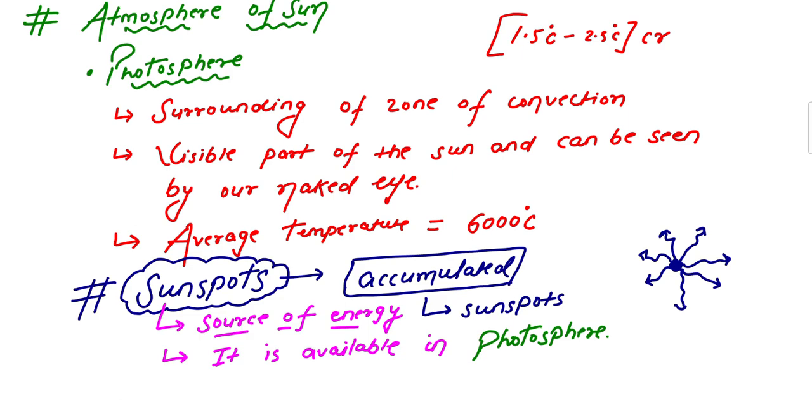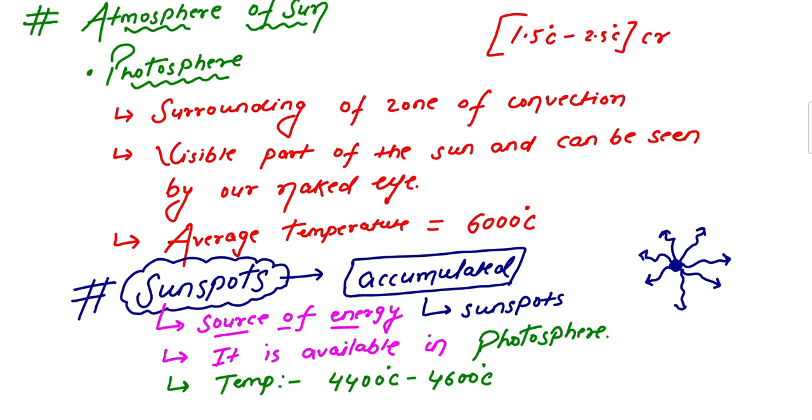It is available in the photosphere, the second point. And the temperature of sunspots is a little bit less than the photosphere, approximately 4400 degrees Celsius to 4600 degrees Celsius. This is the temperature of our sunspots. The first we have done is formation, second we have seen what the sunspots are, formation, temperature.